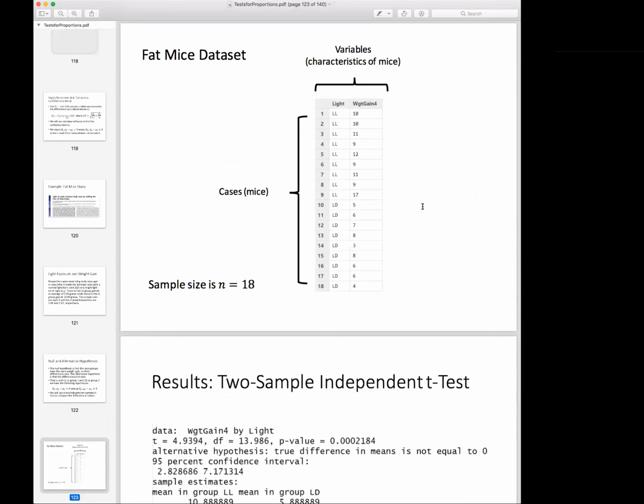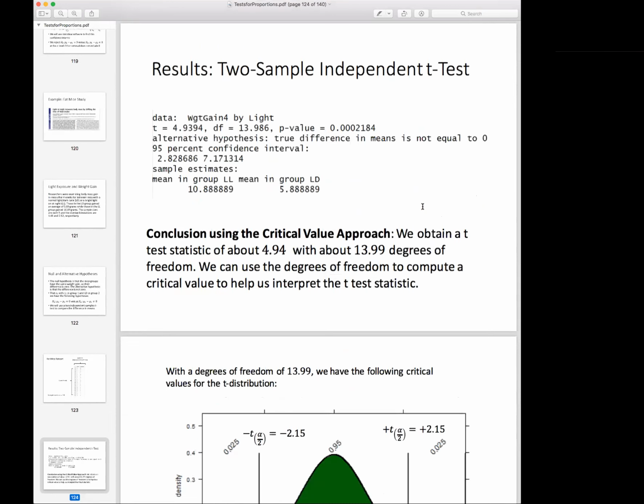So we're using this data set here. We're running the two sample independent t-test with R. And as we see here, we find that the p-value is 0.0002. And our 95% confidence interval is between 2.82 and 7.17.